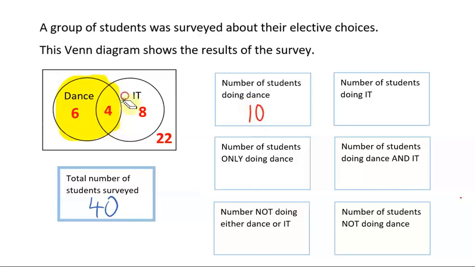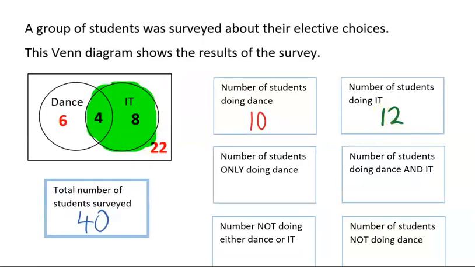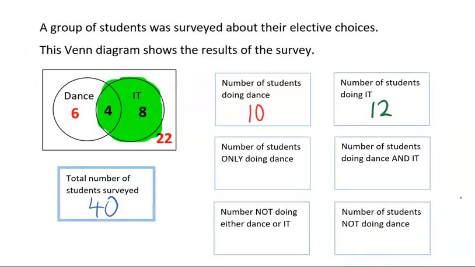Let's have a look at a similar example but with IT. See if we can figure out the number of students doing IT. So once again, we look at our IT circle. We colour it in. Every student that's doing IT is inside of this circle. And each of these numbers represents a student who is doing IT. So there are 8 students just doing IT and 4 students doing IT and dance as well. So altogether, we have 12 students doing IT. There are 12 students represented in this circle of IT on the Venn diagram. 12 students that do IT.